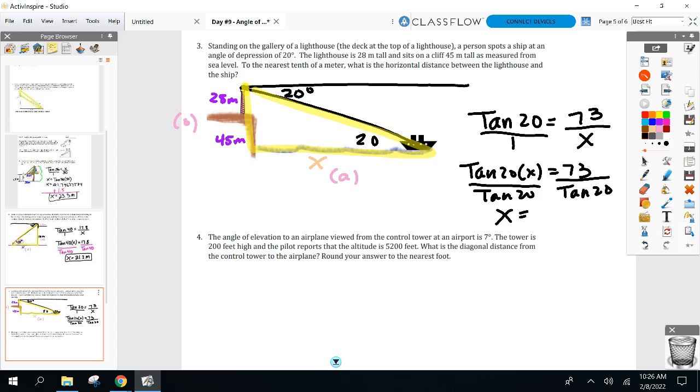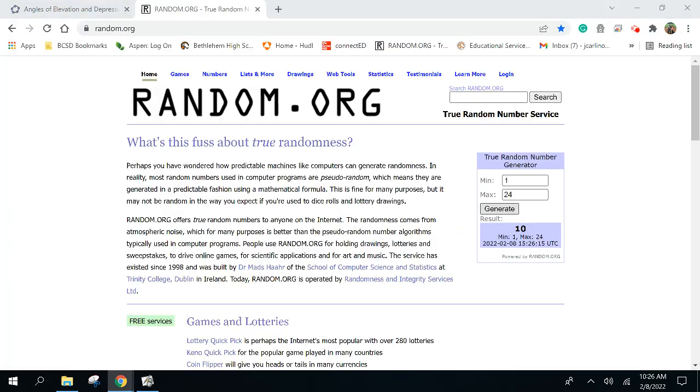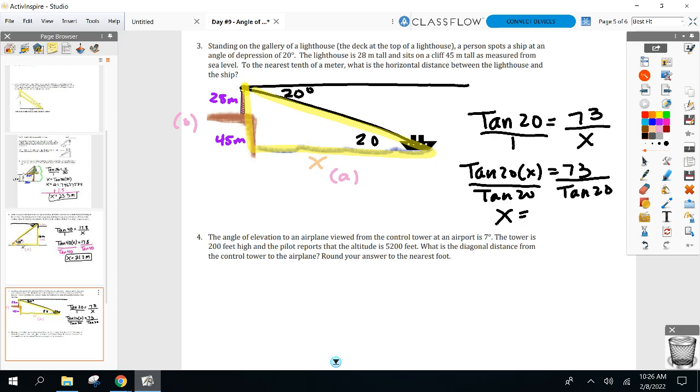What do we got? Nearest tenth of a meter again. Tenth of a meter when you're ready. Oh, Romeo, come on. 200.6 meters. There you go. Way to redeem yourself. See, the generator knows.